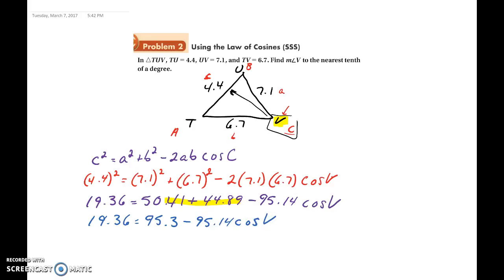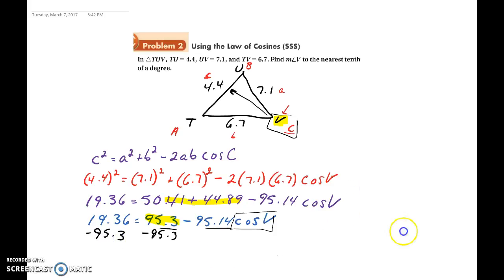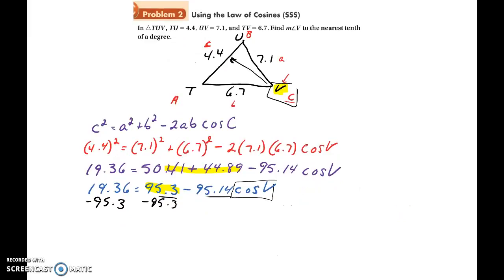We cannot combine these two here because they're not like terms. This has the cosine of v to it. So that means we then need to move this to the other side. We'll subtract 95.3 from both sides so that we can start to isolate our cosine of v. So 19.36 minus 95.3 is equal to negative 75.94. Now to isolate this cosine of v, we need to divide each side by negative 95.14.